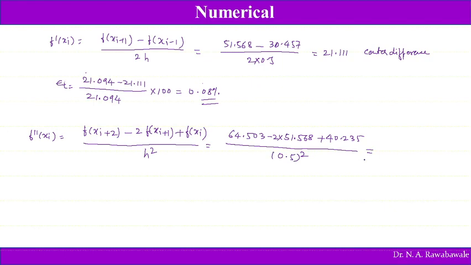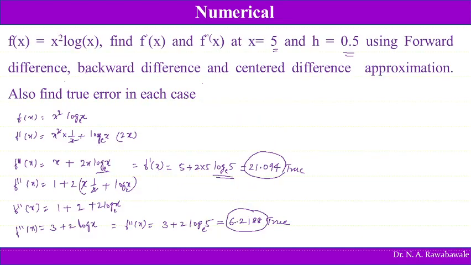minus 2 times 51.568 plus 64.503 plus 40.835 divided by 0.5 square. So this is going to be 6.408. The true value which we obtained by direct differentiation is 6.2188.